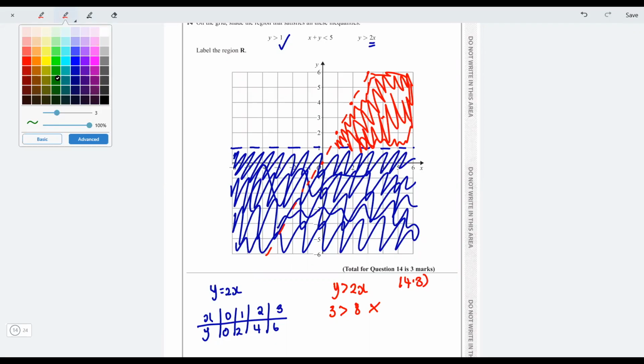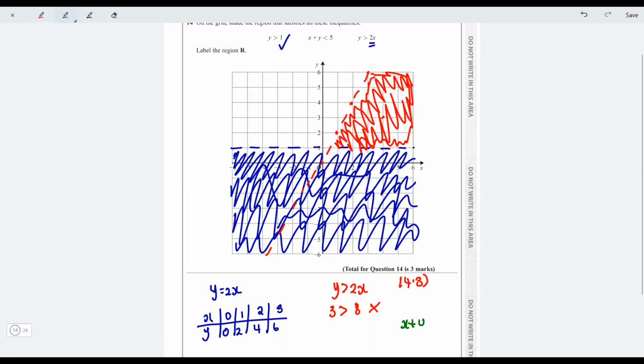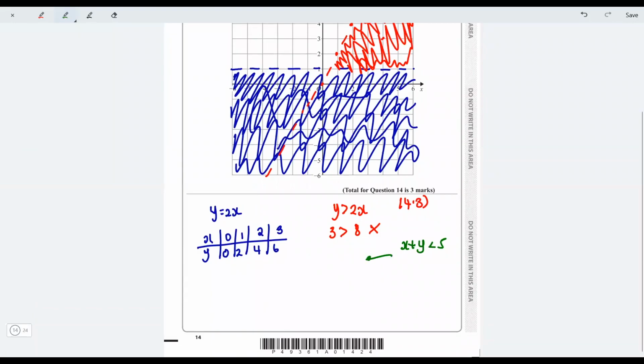And let's do x plus y is less than 5. Right, I'm going to change that. I'm going to rearrange that to get y is equal to 5 take x. Because if I said x plus y equals 5, I'm just going to rearrange that because it'll make my life a lot easier when I'm plotting my graph. So 0, 1, 2, 3. So to get y, I've got to take x away from 5.